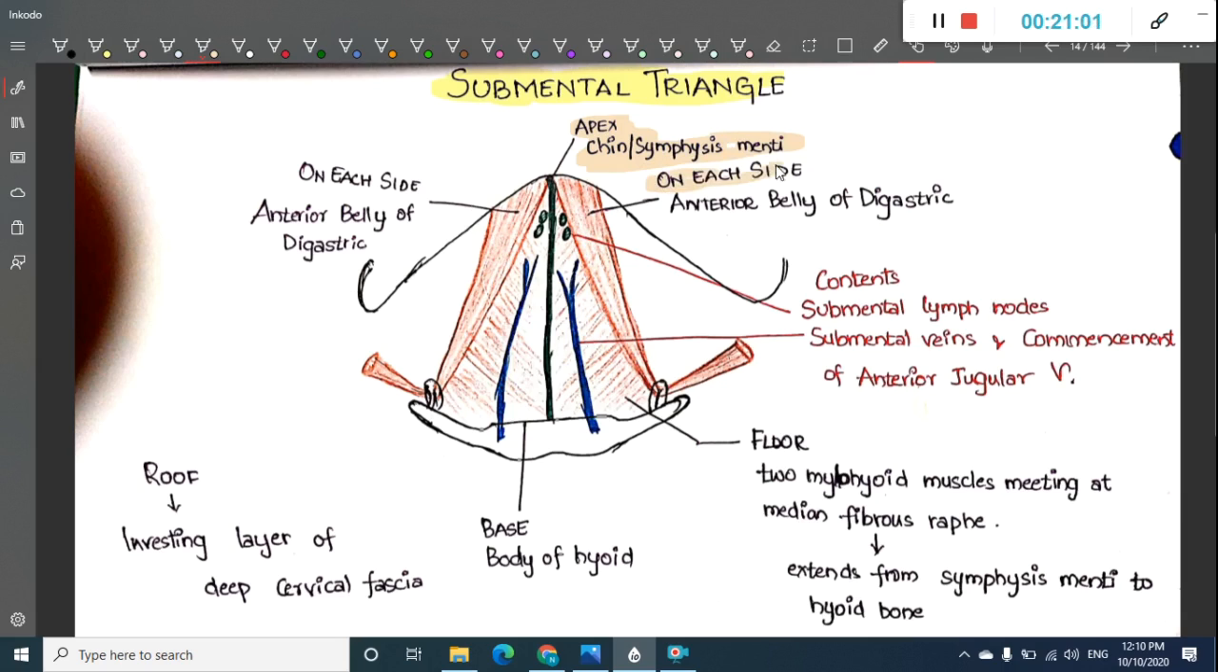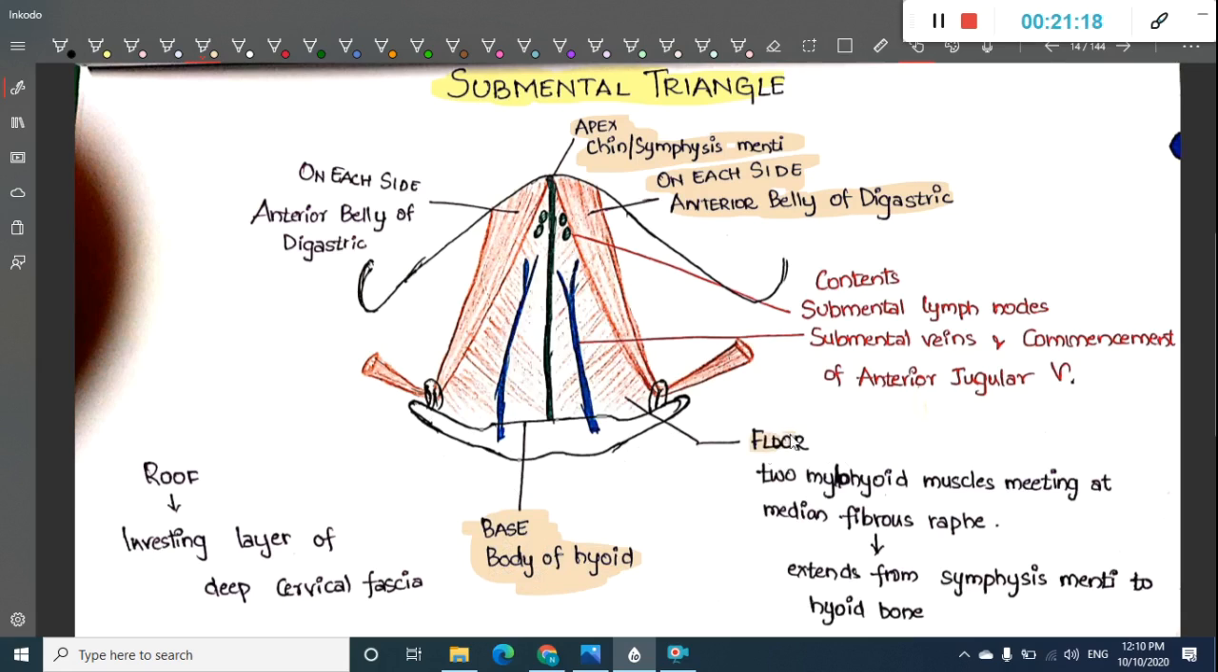On either side you see the anterior belly of digastric. So you have the chin at the apex, then on either side the anterior belly of digastric, and on the base you have the body of the hyoid bone.